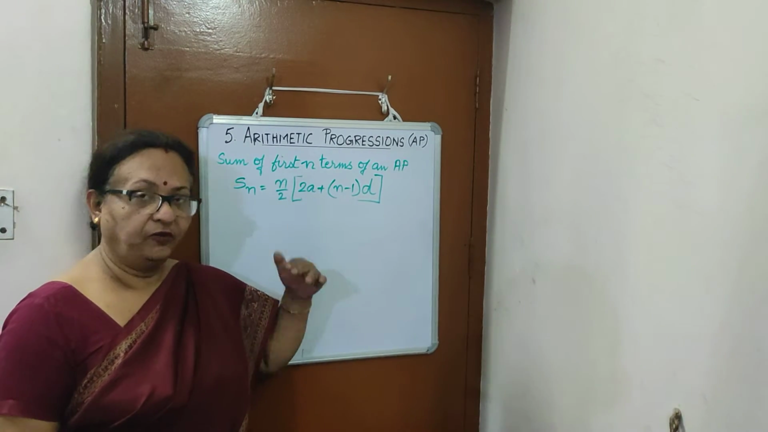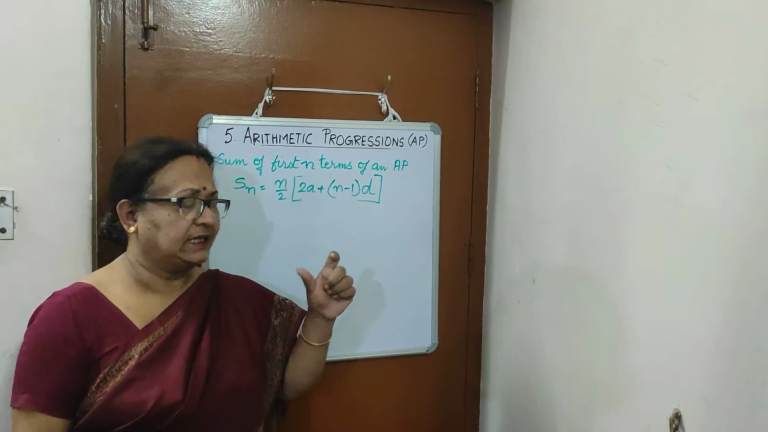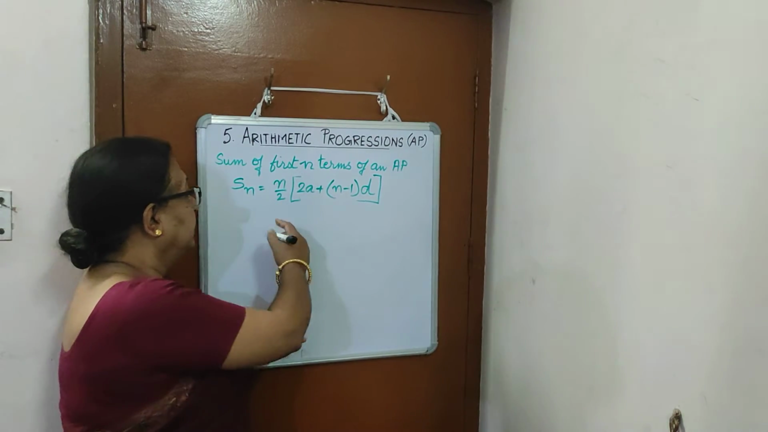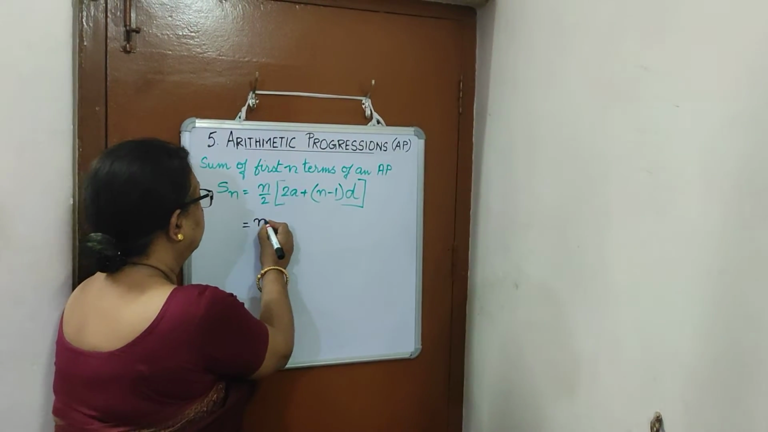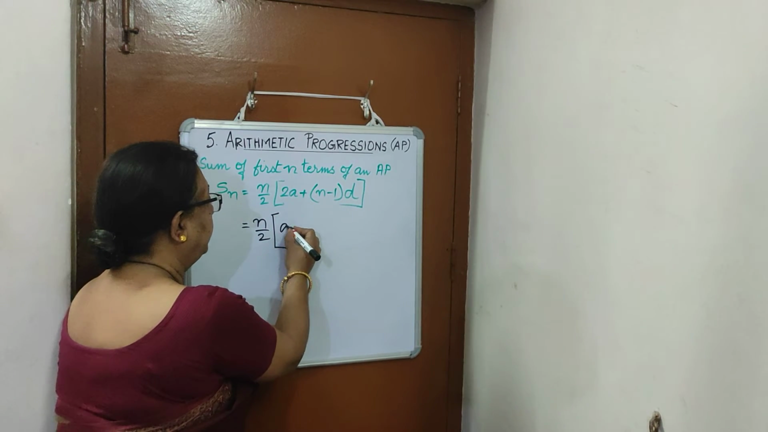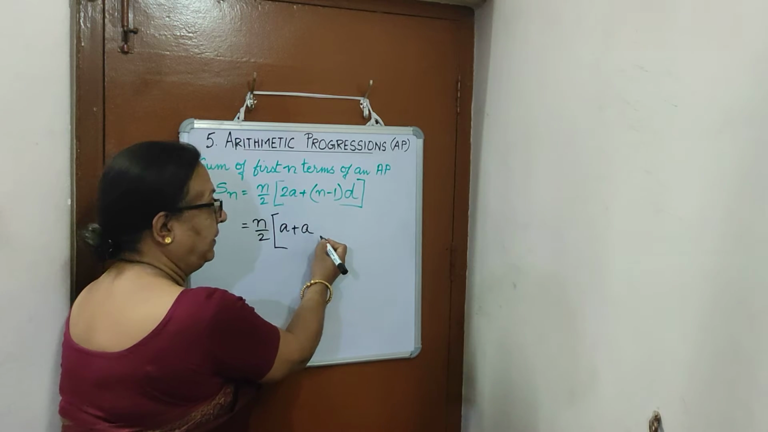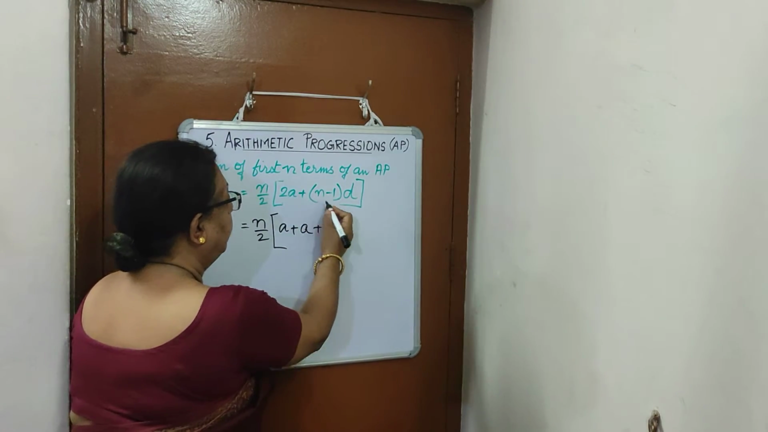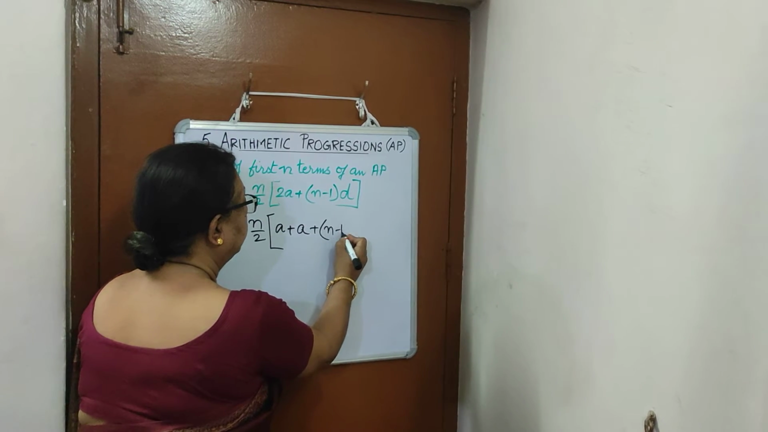Now children, before we move on to the exercise, let's just see about this formula once again. Now see here, this one can be written as 2a. We can break up. 2a means a plus a. For 2a we can write a plus a, fine, plus rest remains same.